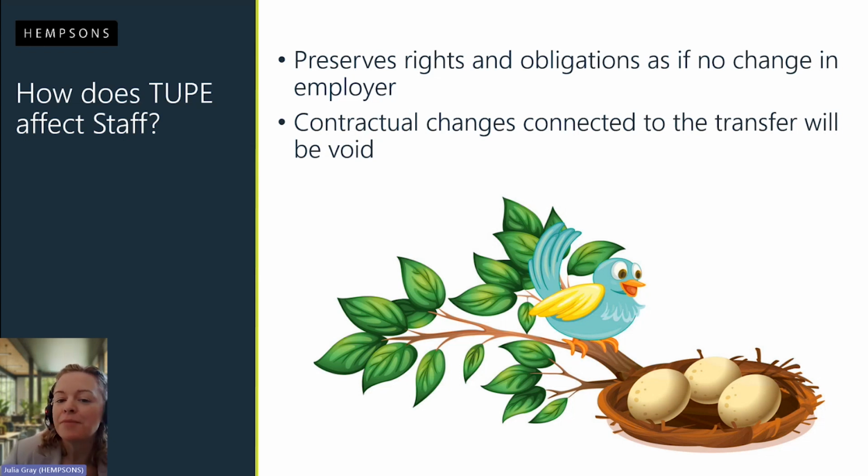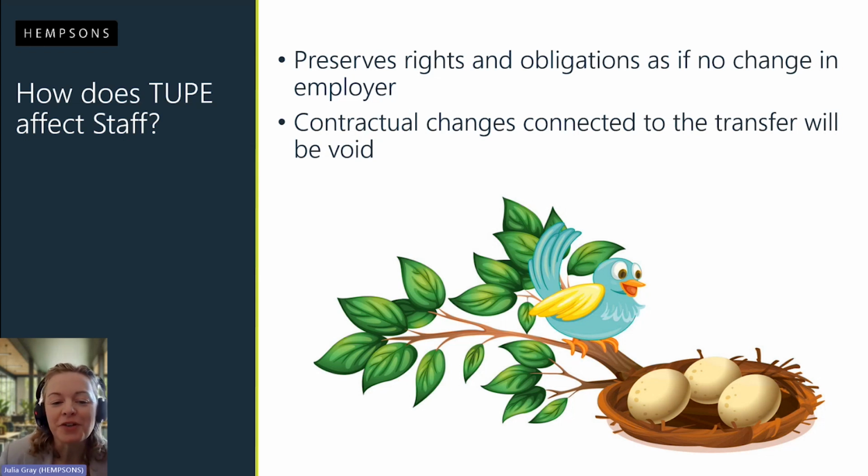TUPE automatically moves the nest from one tree or employer to another. And the idea is that it should all stay intact. The new employer has to preserve all the rights. Don't let any of the eggs fall and break. Don't forget to bring any of them across and don't drop them.